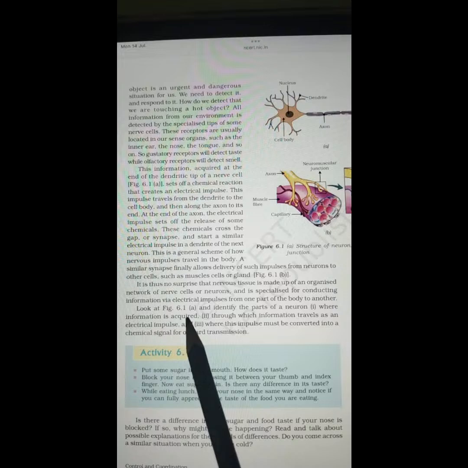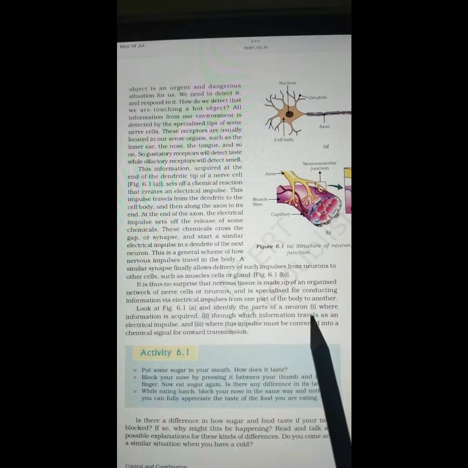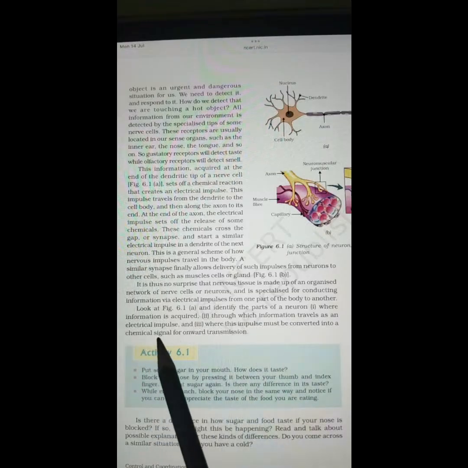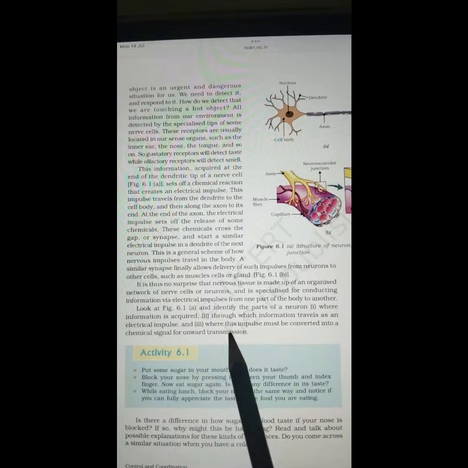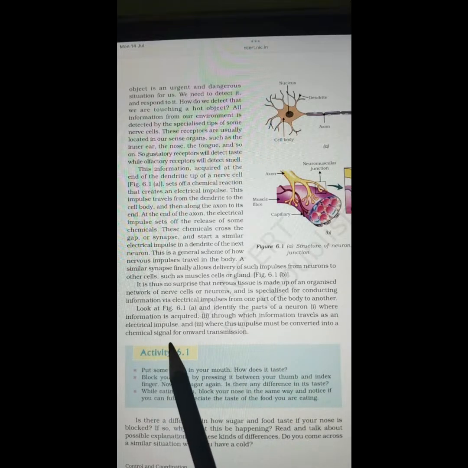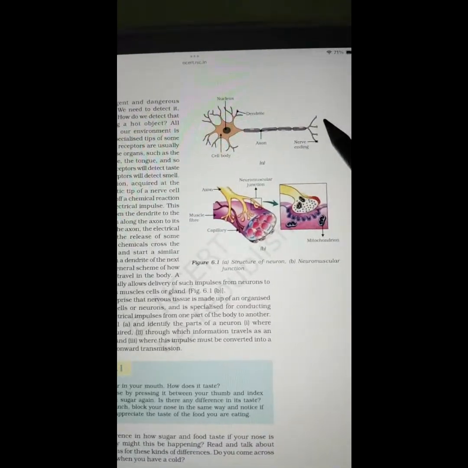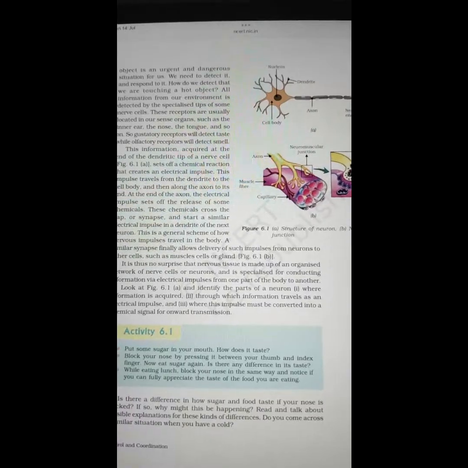Look at figure 6.1a and identify the part of neuron where information is acquired and through which information travels in an electrical impulse. And three, where is this impulse being converted into a chemical signal for onward transmission. So this is the dendrite part. This will be receiving the information and the information will be traveling as an electrical impulse from dendrite to dendron to cyton to axon, and then it will pass on further. So chemical synapse will be here at the end when this neuron is going to end.